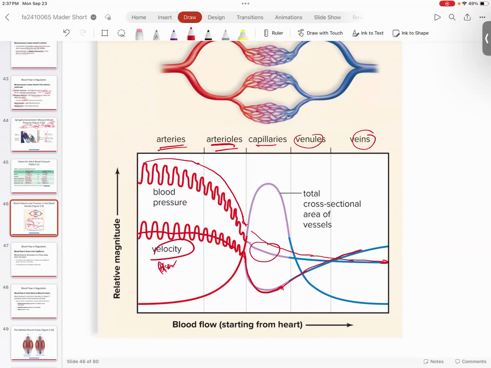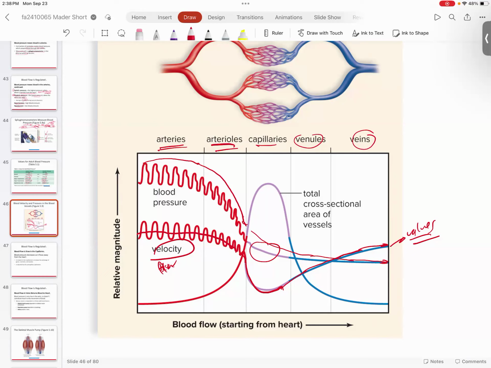So a lot of times students will look at this and say, wait a minute, how does blood flow go up in the veins if the pressure is going down? Isn't the pressure what's pushing you? Well, what keeps you going are those valves. So it's all the tricks of your venous blood system that keep that blood increasing in velocity, even though the pressure is low, okay?